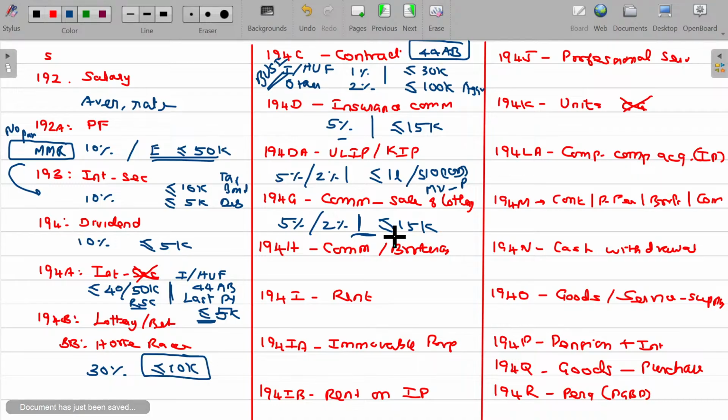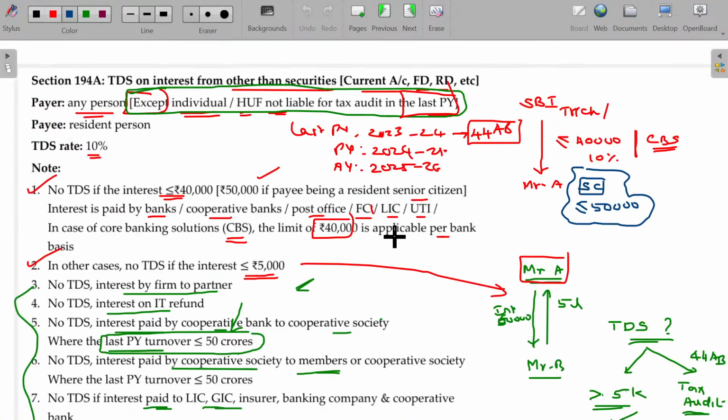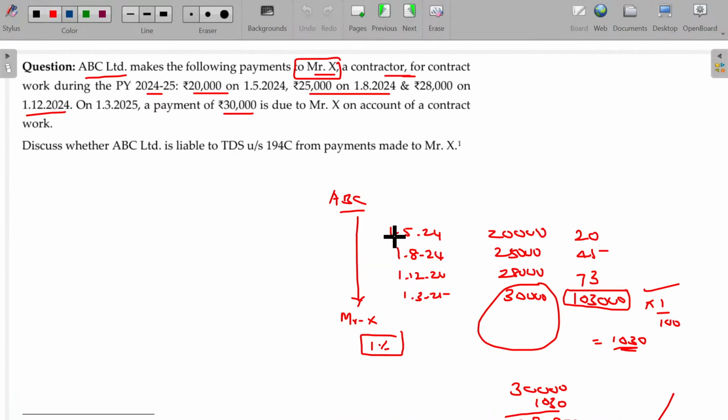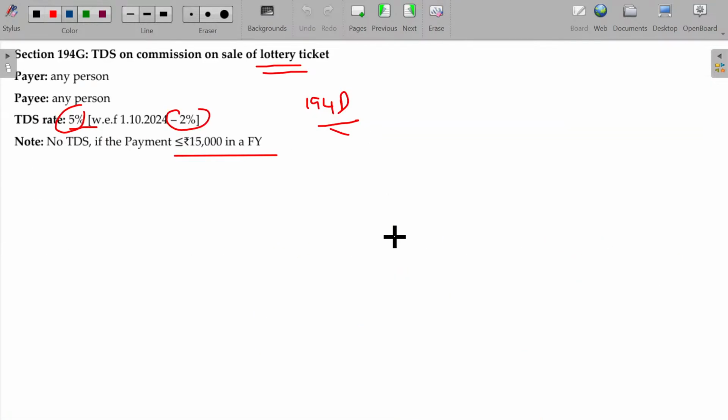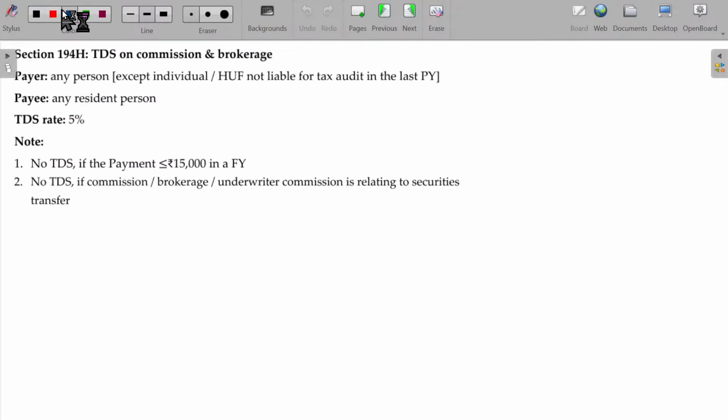So the points I am covering on this page are very important. That's more than enough for keeping those ideas in your mind, right? Okay. Next, let's move on to the next one. In scenario H, similar. Also commission and brokerage, the same concept, provided the payer is an individual and HUF is the matter. Okay, individual and HUF, 194H.